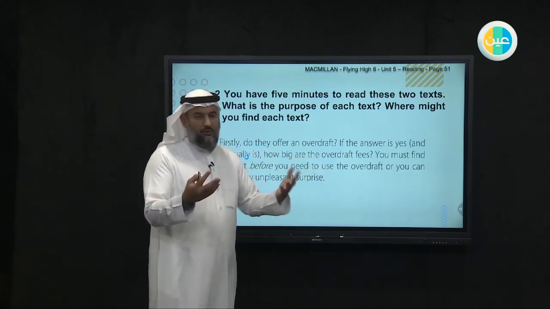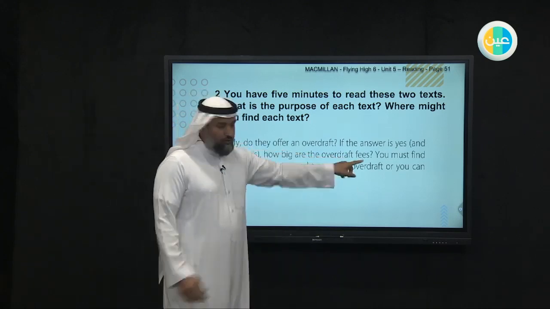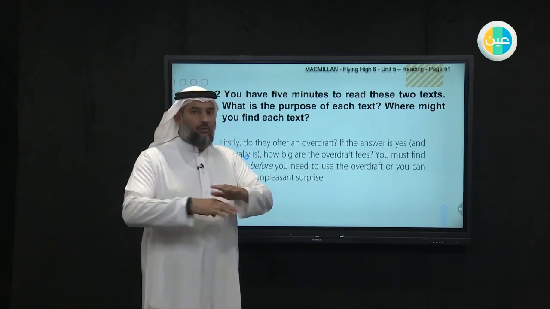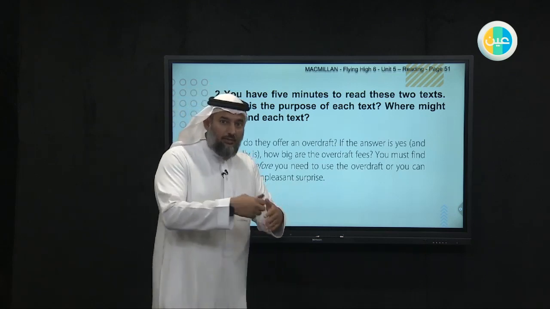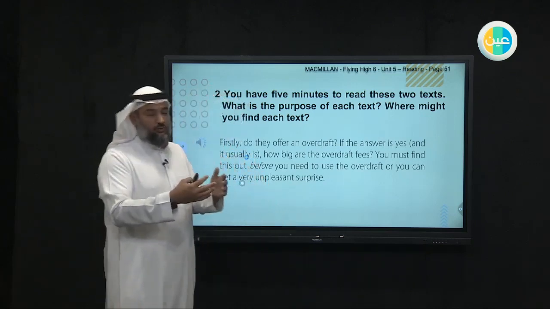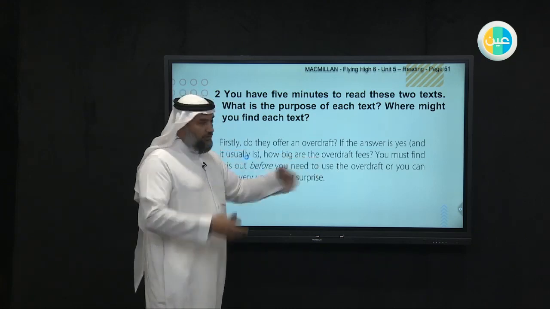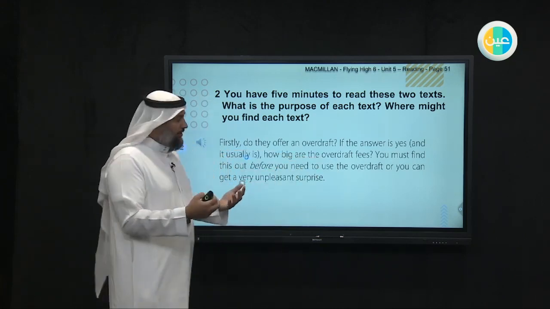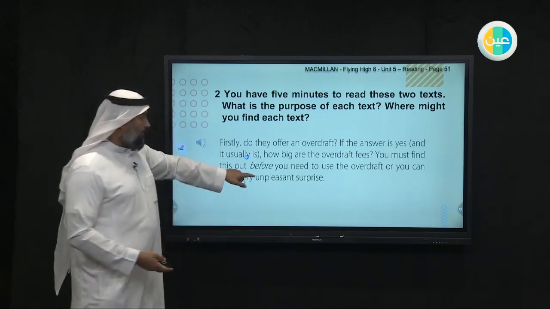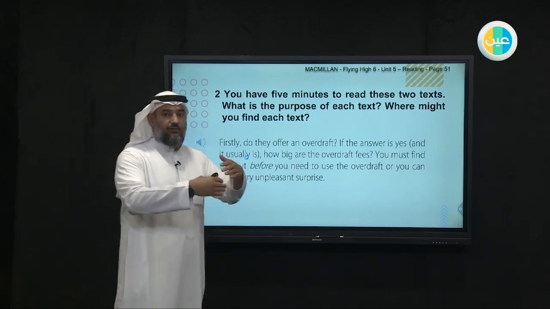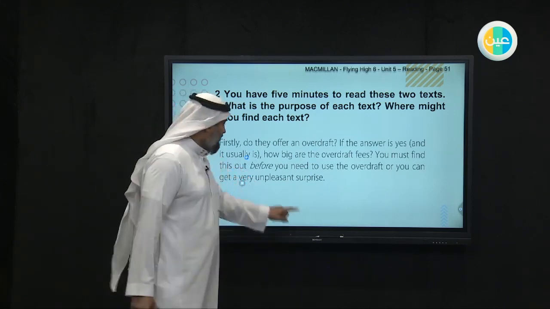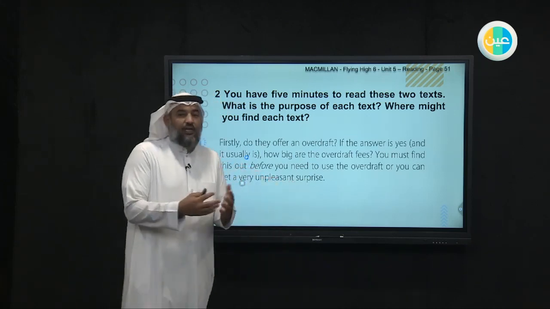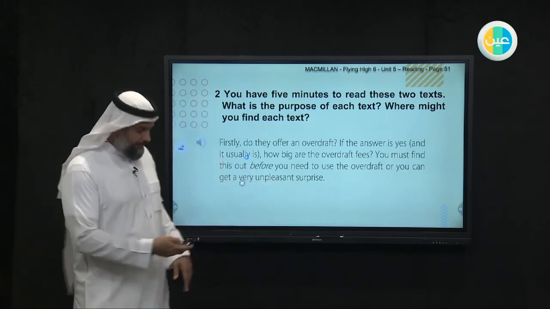What is the meaning of overdraft fee? Fees, ujra. Okay, overdraft, the amount of money that you take from your bank without having money. Okay, that's overdraft. So how much fees do they take from you? Okay, so if they take a lot of money, you'll get what? Unpleasant surprise. Unpleasant surprise. Okay?